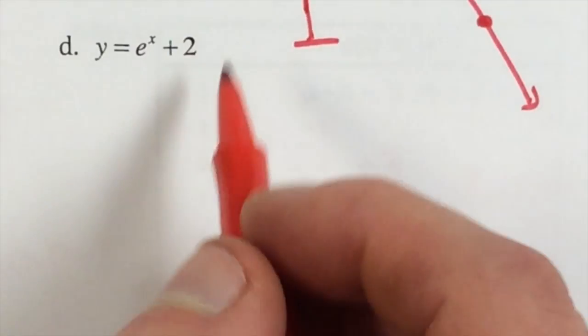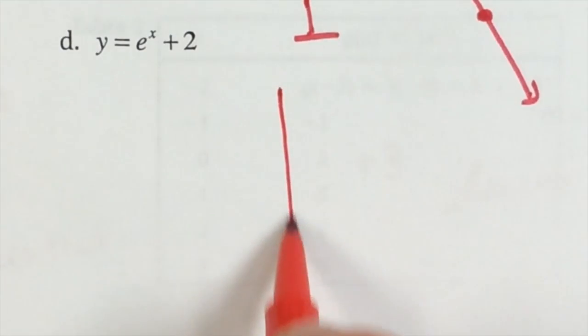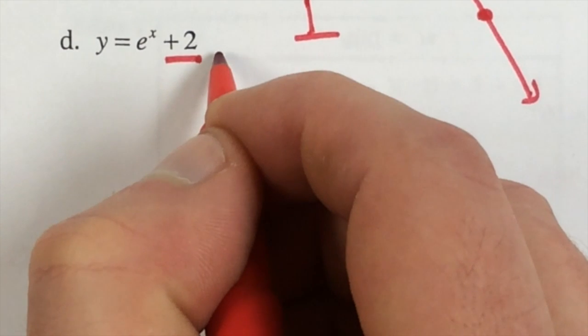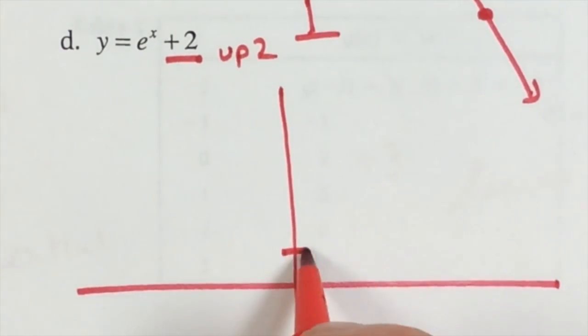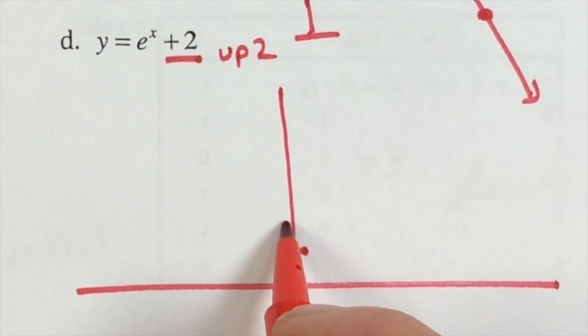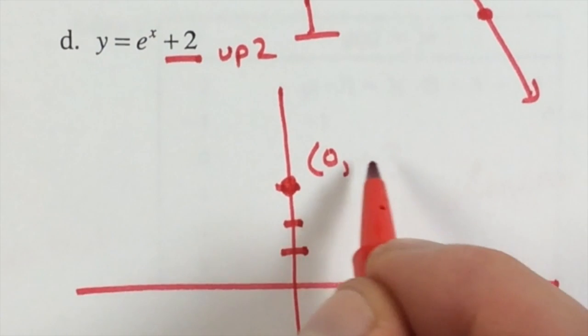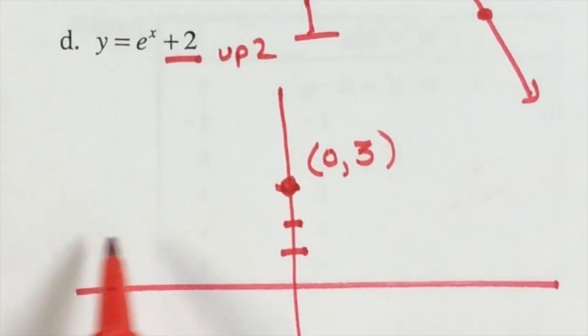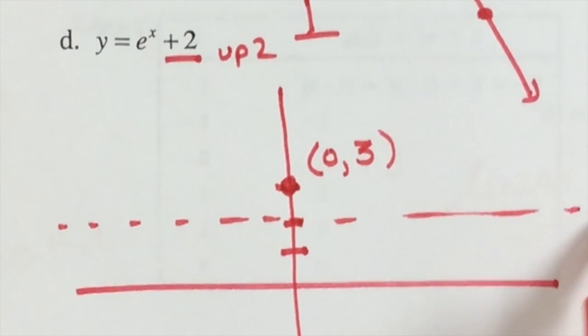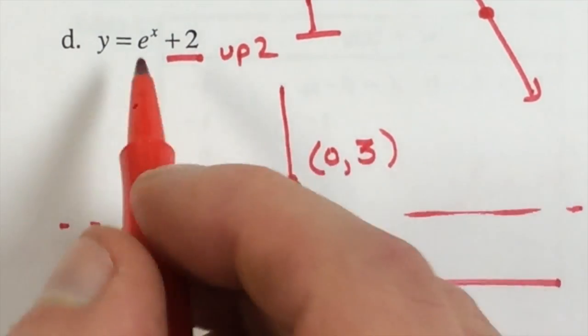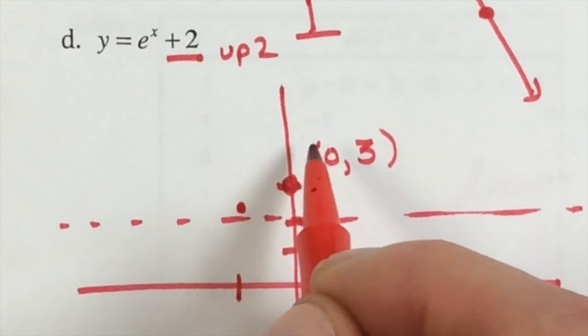If I look at my last graph, e to the x plus 2, I have that number on the outside. This is a shift up 2. So instead of my y-intercept being at 1, it's going to be at 3. If I plug in 0, I get 3. I'm going to have my horizontal asymptote at 2. At -1, I get 1 over e plus 2. At 1, I get e plus 2. So that's almost 5.